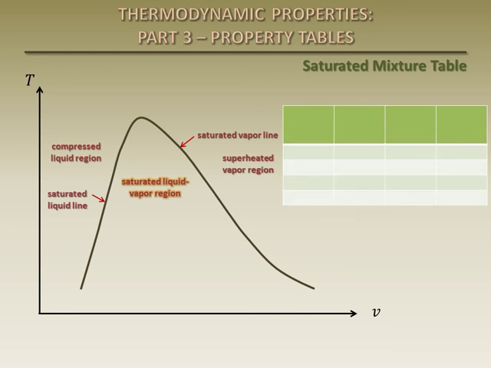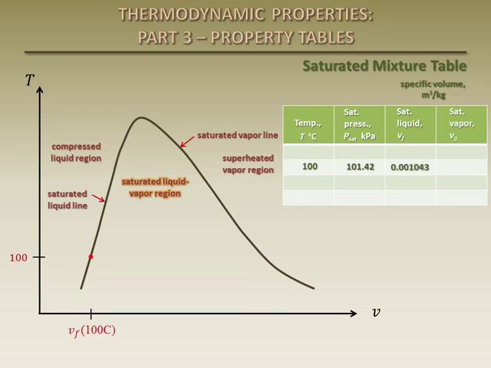We can look up the properties as a function of temperature. For a given temperature, the table shows the saturation pressure, or the pressure at which vaporization will occur at that temperature. It also shows the specific volume of a saturated liquid at the given temperature, Vf, and the specific volume of the saturated vapor at the given temperature, Vg. Each of these properties is shown for discrete temperature values over the saturated liquid vapor mixture region.